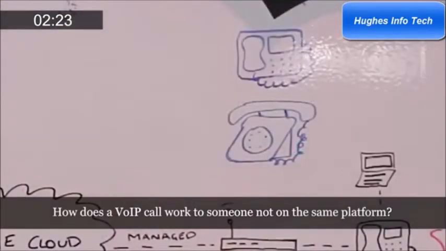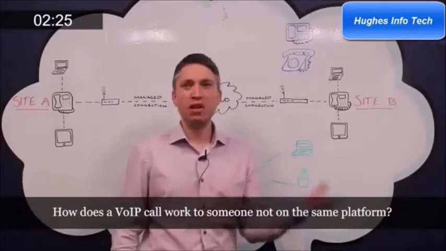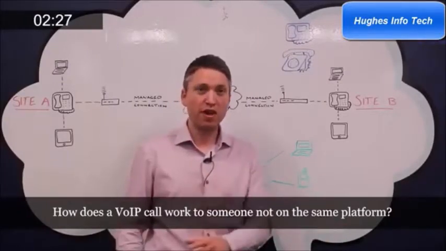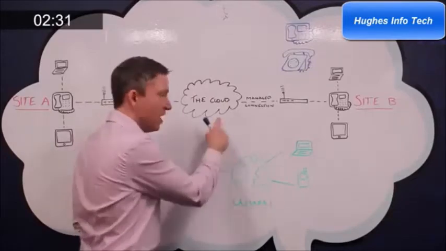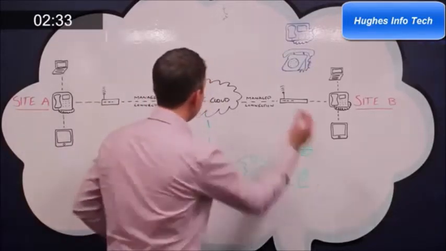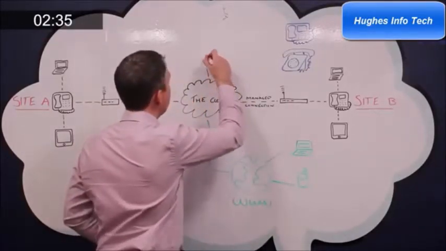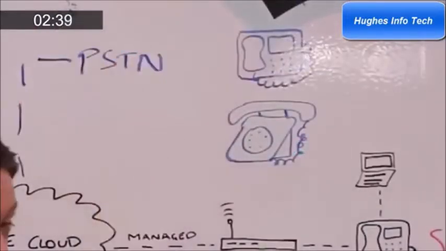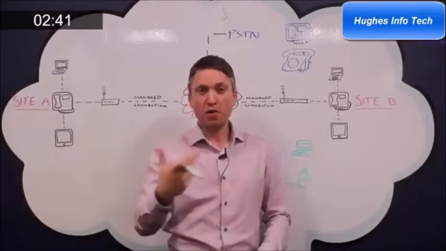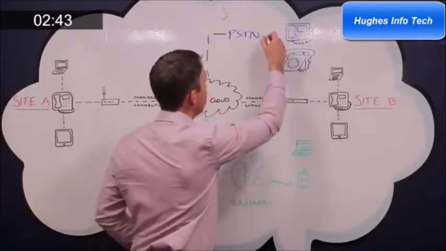Okay? So the final question that we want to tackle is, how do you make a call to a customer, supplier that may not be on the VoIP platform, or maybe on a different VoIP platform to the one that you use? Very, very simple. Call comes along the managed data connection into the cloud. The cloud then pushes that data out onto the PSTN, essentially the local telephone exchange. And from there, the call is carried to the device.